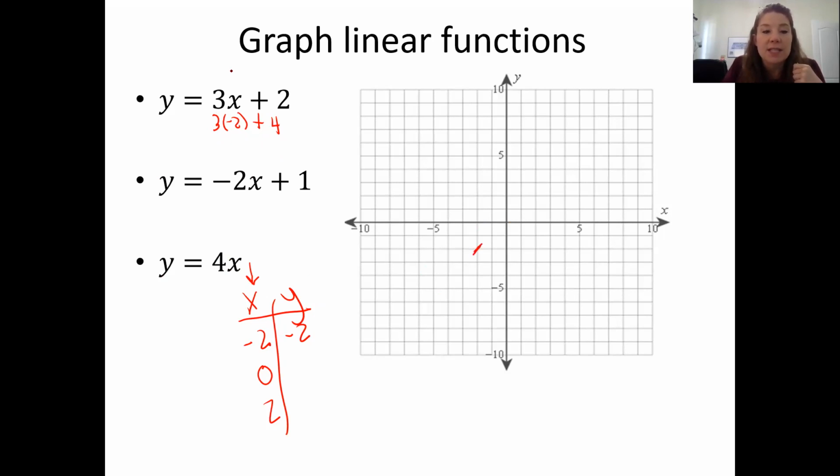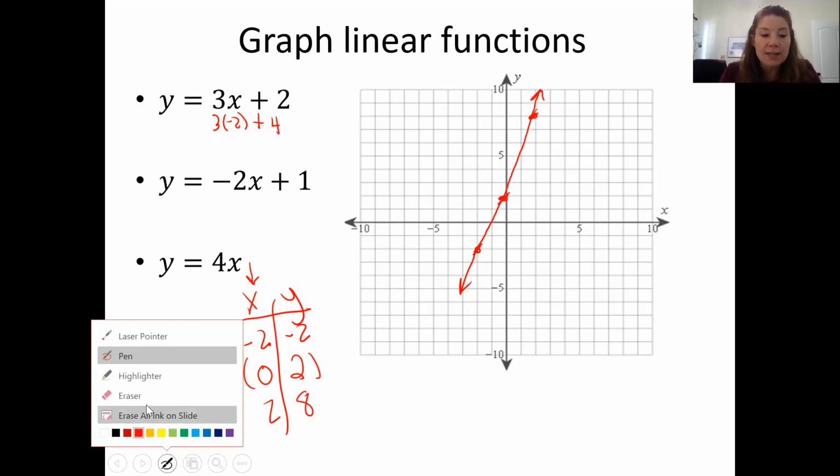Now I'm going to let x equal 0. Well, 3 times 0 is 0, and 0 plus 2 is 2. So there's my second ordered pair. Don't go right or left, go up 2. And then for my last x value, I'm going to say x equals 2. So 3 times 2 is 6, and 6 plus 2 is 8. So I'm going to graph 2, 8. So 2 right, then up 1, 2, 3, 8. And I can draw my line that goes up and to the right. And it goes up and to the right because I have both an x and a y in my equation.